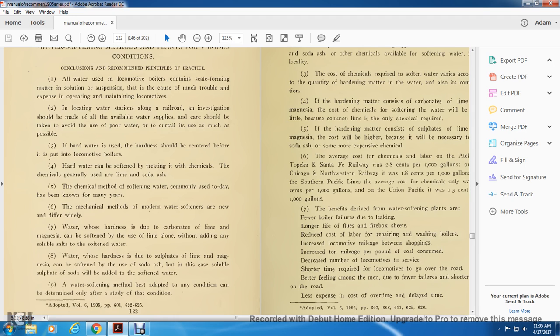Water whose hardness is due to the sulfates of lime and magnesium can be softened by the use of soda ash. In the case of the soluble sulfates, soda will be added to the softened water. The water softening method to be adopted in any condition can be determined only after a study of that condition.